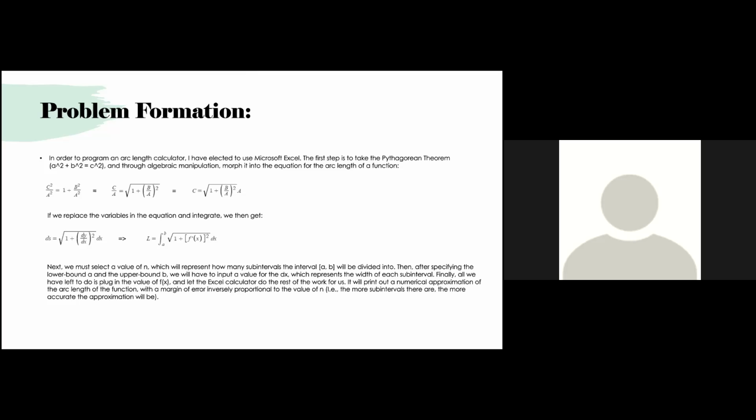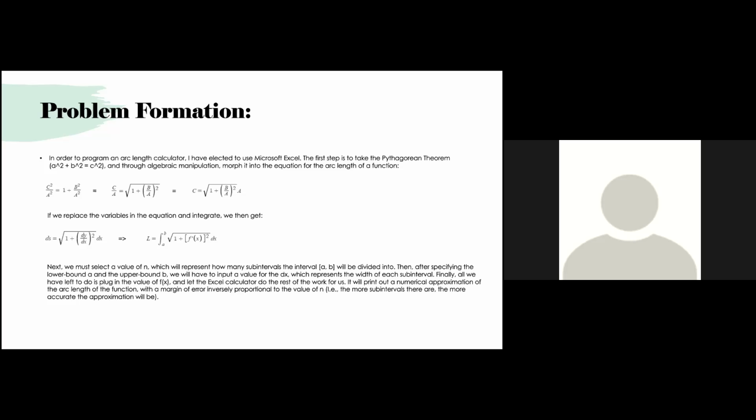From here, we must select a value of n, which will represent how many subintervals the interval AB will be divided into. And after specifying the lower bound A and the upper bound B, we'll have to input a value for dx, which is pretty much just the width of each subinterval. And then finally, we plug in the value of f of x, and the Excel calculator does a fantastic job at parsing all of this and applying the equations.